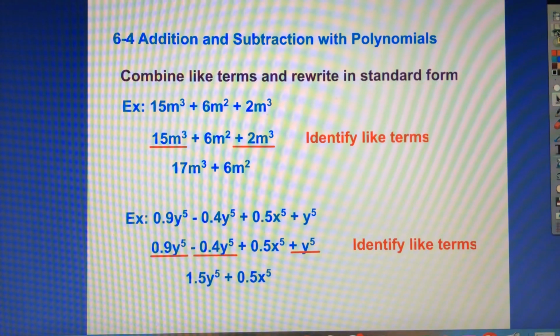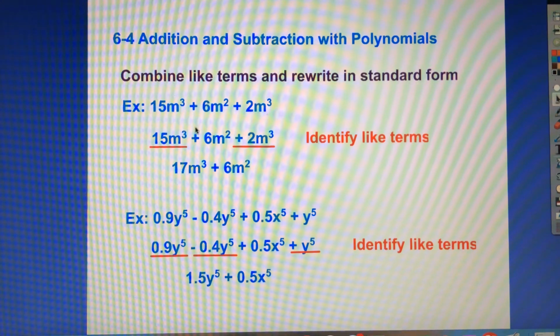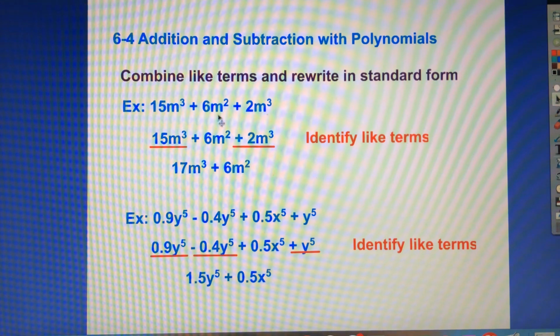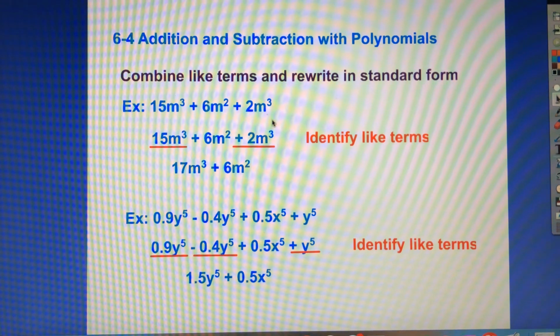Okay, let's take a look at adding and subtracting polynomials. Addition, of course, is much easier and will be our friend. How do we add polynomials? To begin with, remember that polynomials are groups or more than one term in a string, in an expression.